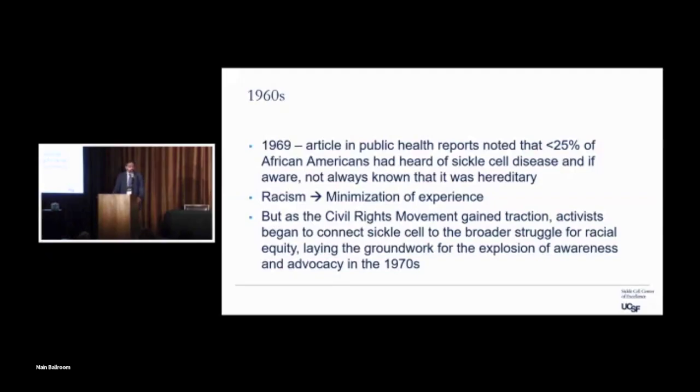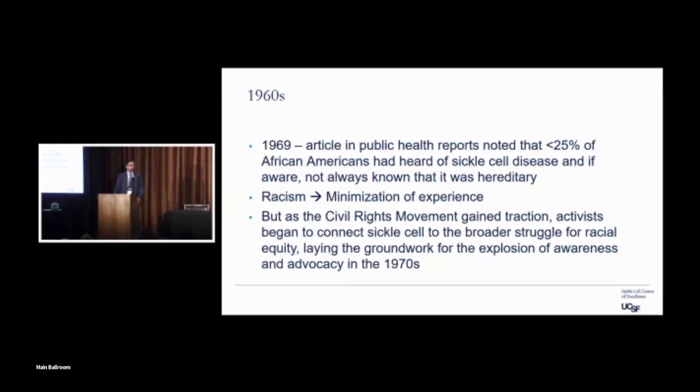I don't need to say out loud that racism played a huge part in this. Not only was there limited understanding, there was limited interest in understanding. There was a minimization of the experience, and there was a hiding away of the experience. And this really changed during the civil rights movement of the 60s.